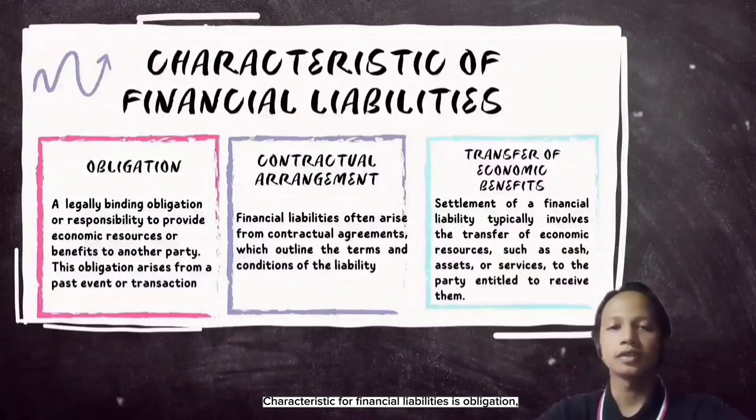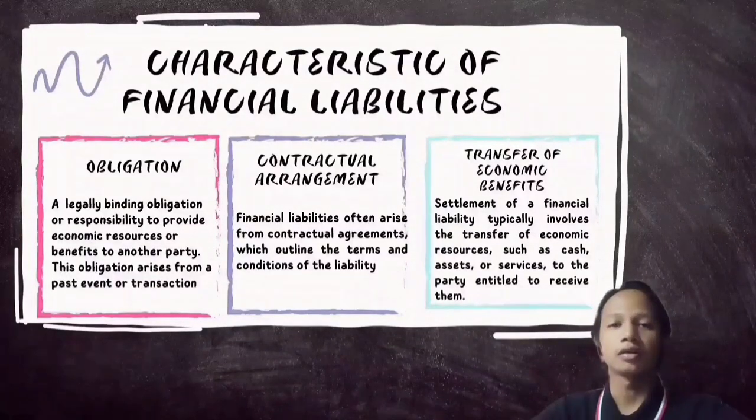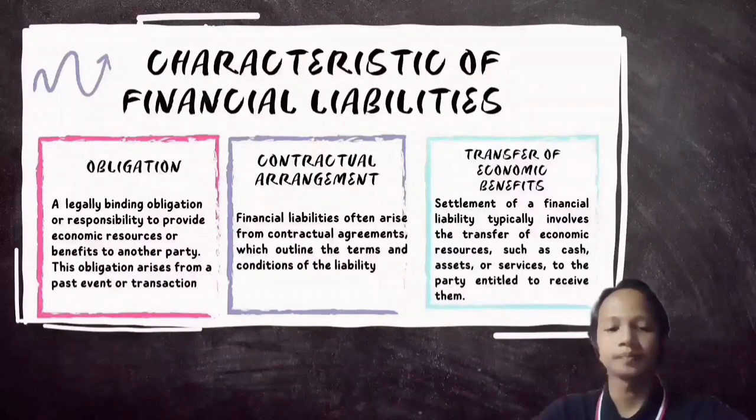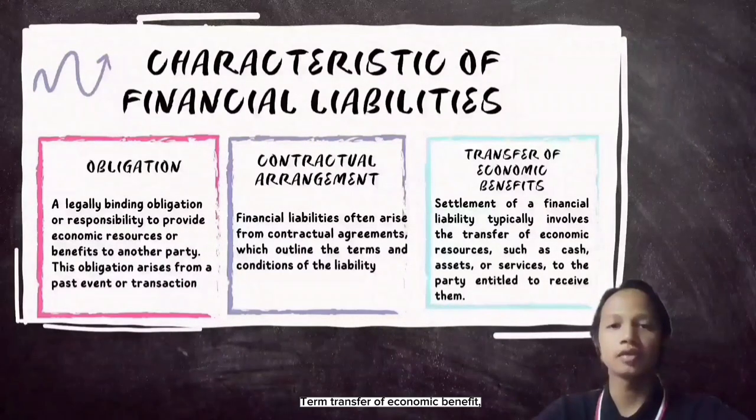Characteristics of a financial liability: obligation, a legally binding obligation or responsibility to provide economic resources to another party, usually arising from a past event or contractual agreement. Financial liability often arises from a contractual agreement which outlines the terms and conditions of the liability. Transfer of economic benefit: settlement of a financial liability typically involves the transfer of economic benefits such as assets, cash, or services to the party who receives it.